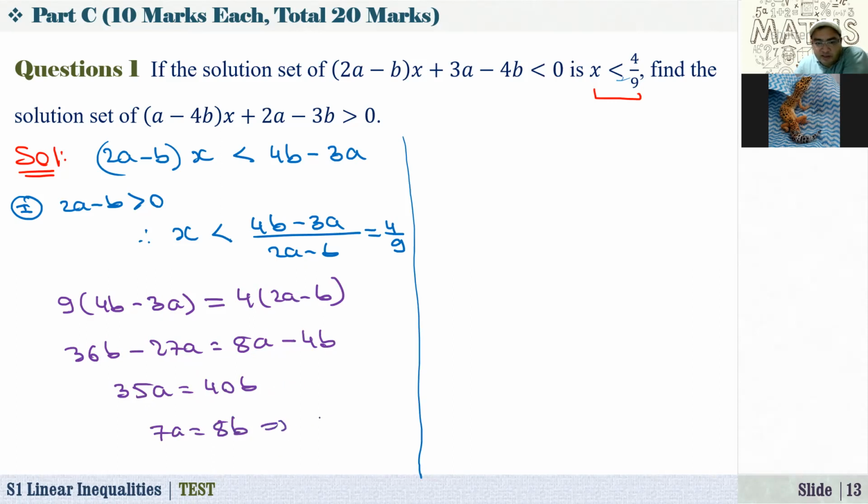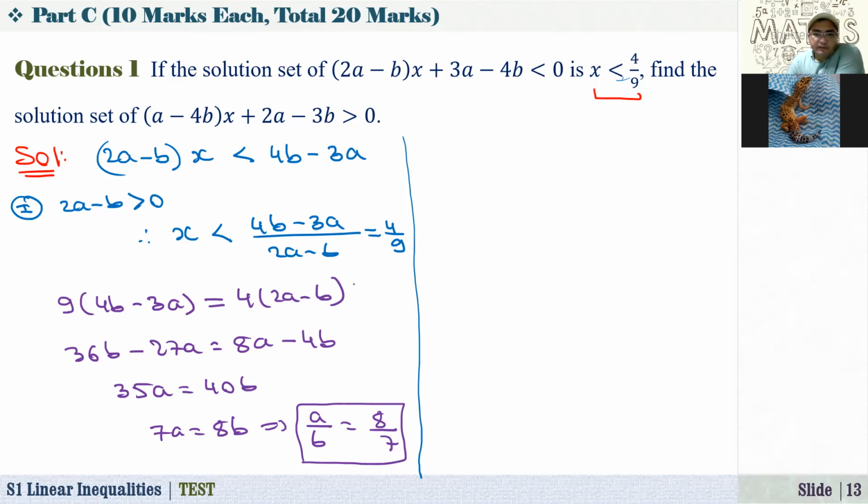Or I can just get this ratio: a to b is 8 to 7. That is the relation between a and b. Knowing this, now we have to solve the second inequality. We have just done this to get how a and b are related to each other. But still, we know that 2a is greater than b. They may be negative, they may be positive. But what we have to know here is that 2a minus b is positive.